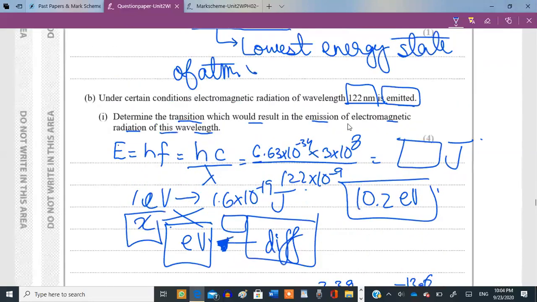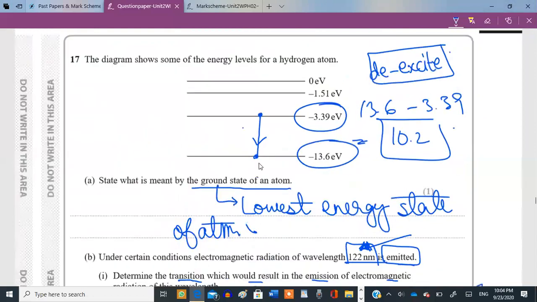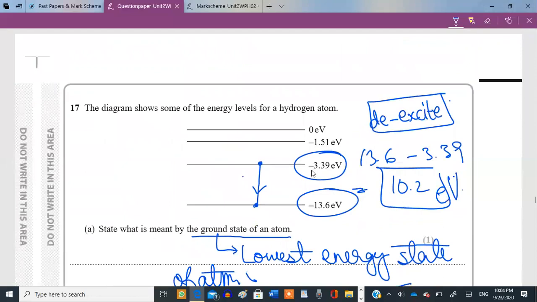And can you repeat the steps again? Okay, so you need to find out the energy of the wavelength. Use the same formula, hc upon lambda. You got it in joules. Convert that into electron volts. It turned out to be 10.2. Now, with this energy in electron volts, see which of these energy levels have a difference of 10.2. And it's these two. So as the electron moves from minus 3.39 to minus 13.6, it's going to emit a wavelength of 122 nanometers.